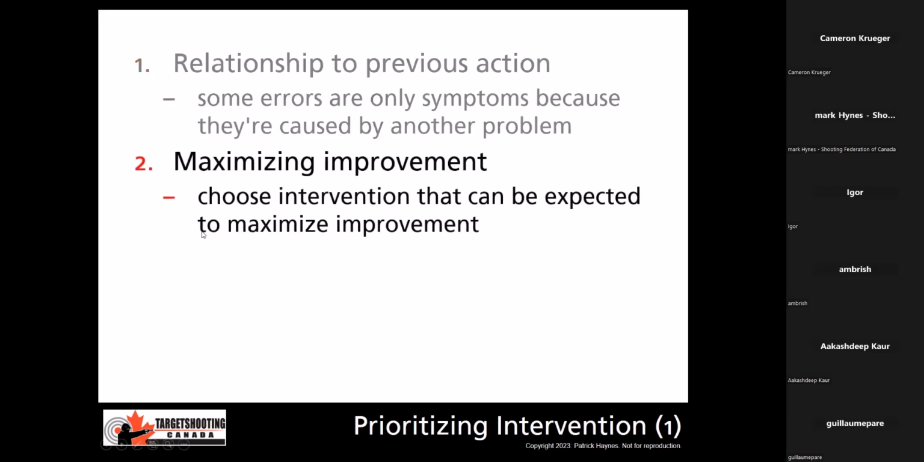You want to choose the intervention that can be expected to maximize improvement. Okay, if we know that you maximize by aiming, reducing your aim breach gap and cleanliness of trigger, working on your hold isn't going to do anything.